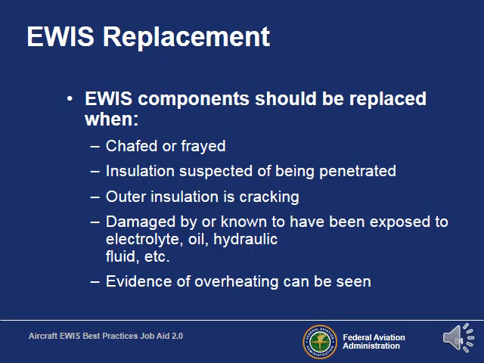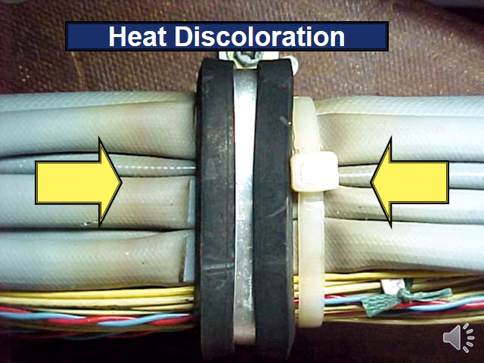So this is really obvious. If you notice during your inspection that wires are chafed or frayed, or the insulation is suspected of being penetrated, it's time to change out that wire. Also, if the insulation is cracked or damaged or overheating, you have to replace the wire as well. Here's an example of overheating. It's usually discolored. And in that case, we don't know what happened to the wire, and there's probably internal damage.